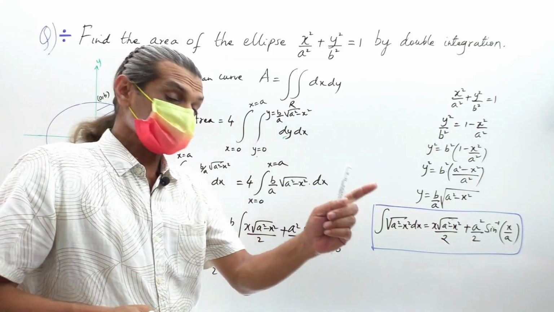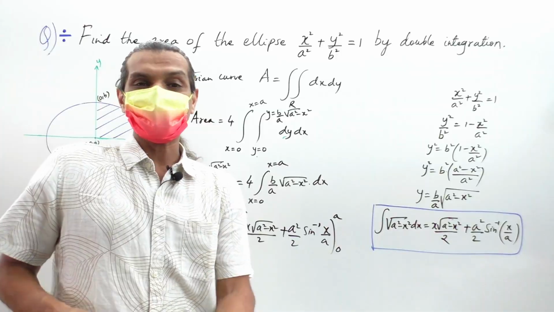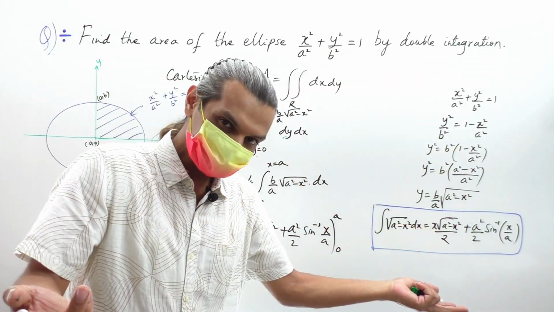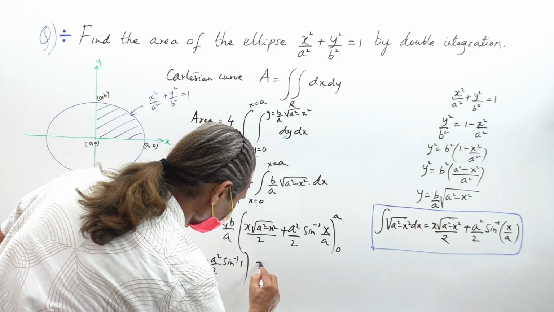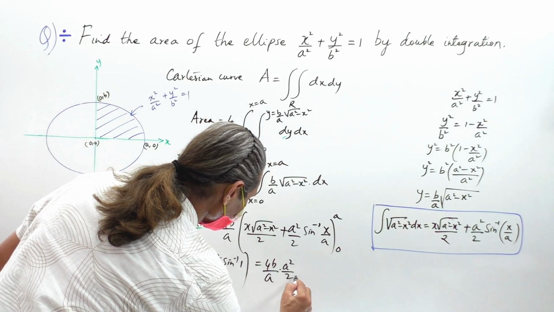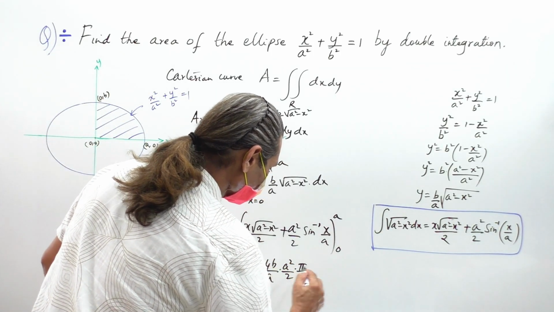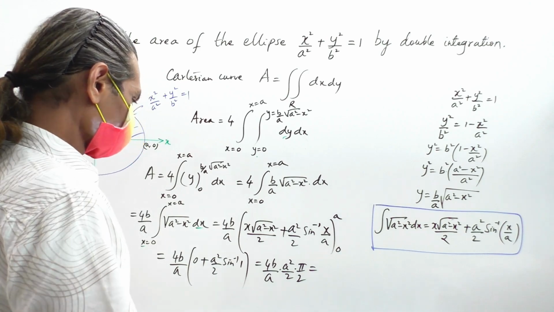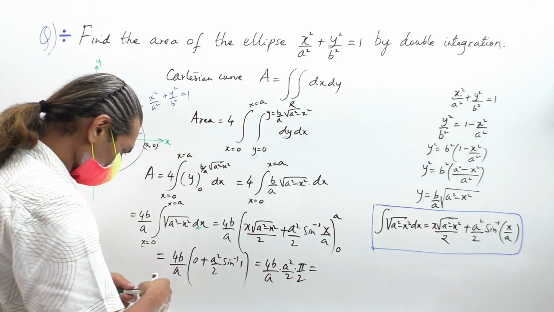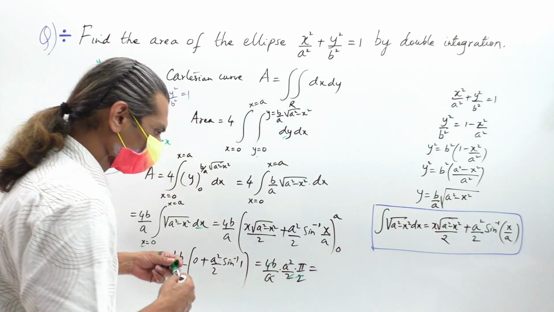But what is sine inverse 1? Sine 90, or sine pi by 2, is 1. So, sine inverse 1 is what? Pi by 2. Done. So, we have 4b by a into a square over 2 into pi by 2. So, let us simplify this now. So, 2 into 2 cancels, a and a cancels. So, we get pi.